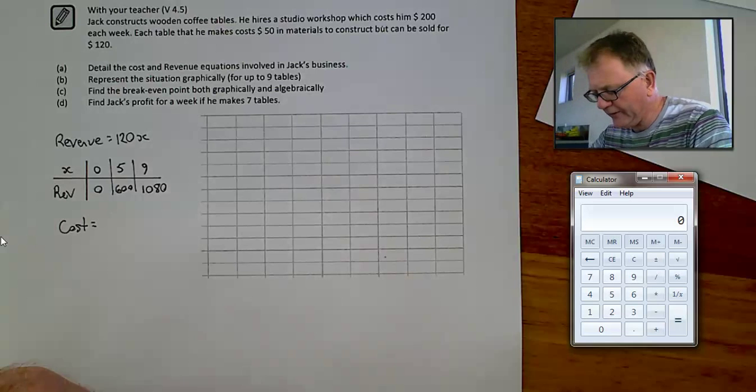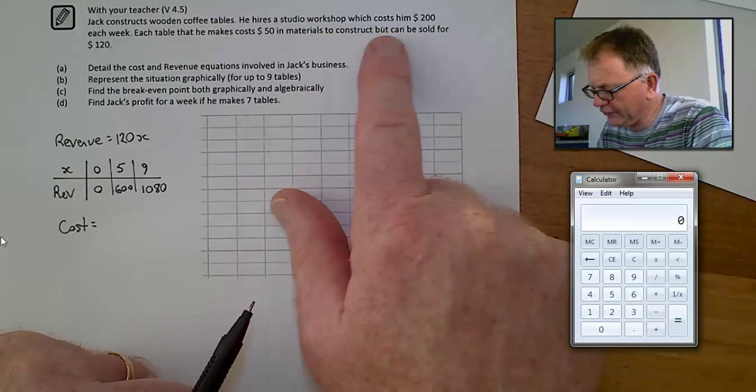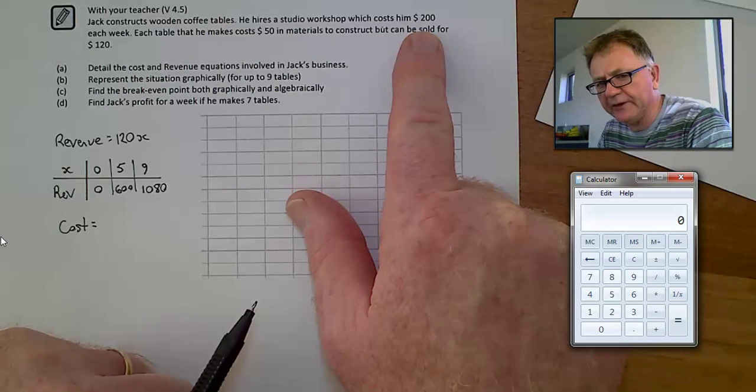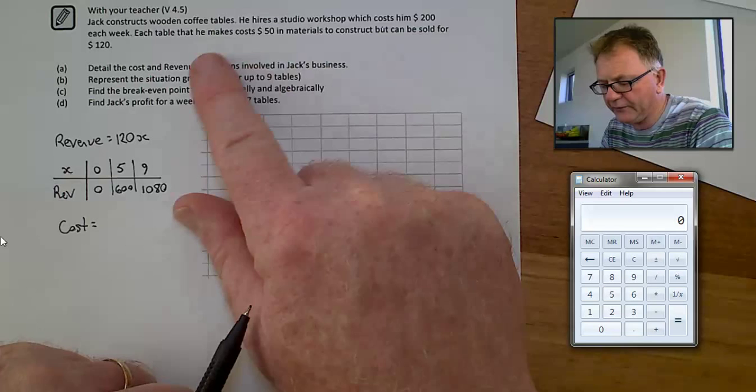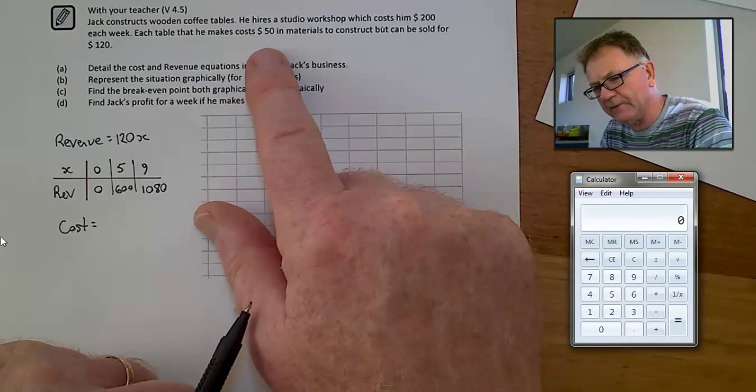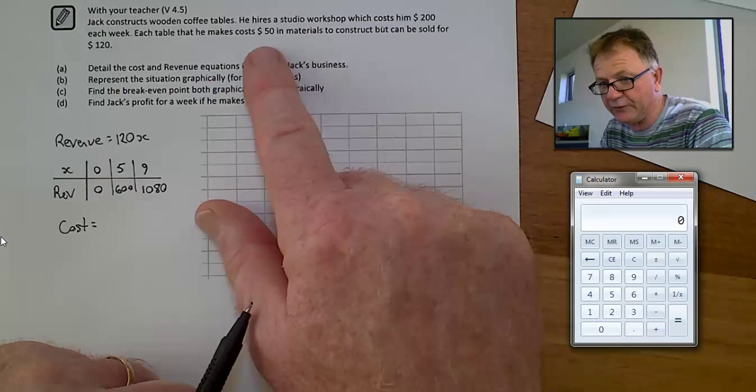Now it says that he hires a studio workshop which costs him $200. That's what we call a fixed cost. He must pay that $200 whether or not he makes any tables. If he makes no tables in a week, he'll still have to pay for the studio hire. Each table that he makes costs $50 as well. Now that's what we call a variable cost. It depends upon the number of tables that he makes. The more tables he makes, the more of these $50 he's going to have to pay.